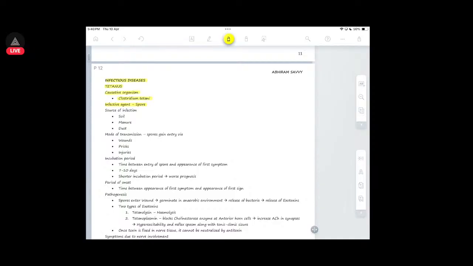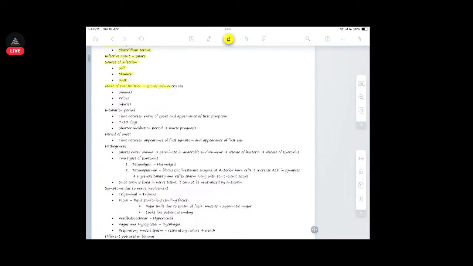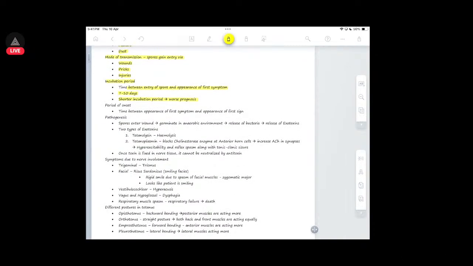Infective agent is the spore, and the source of infection is soil, manure, and dust. So, mode of transmission is spores gain entry via wounds, pricks, and injuries. So, incubation period between entry of spore and appearance of symptoms is 7 to 10 days. Shorter the incubation period, worse the prognosis. Then period of onset is between appearance of first symptoms and appearance of first sign.